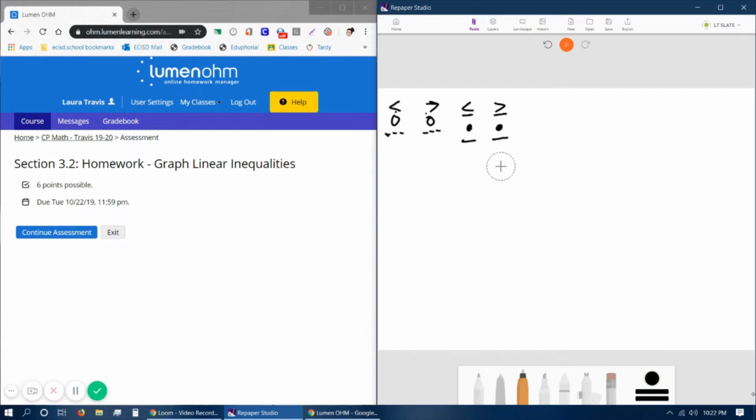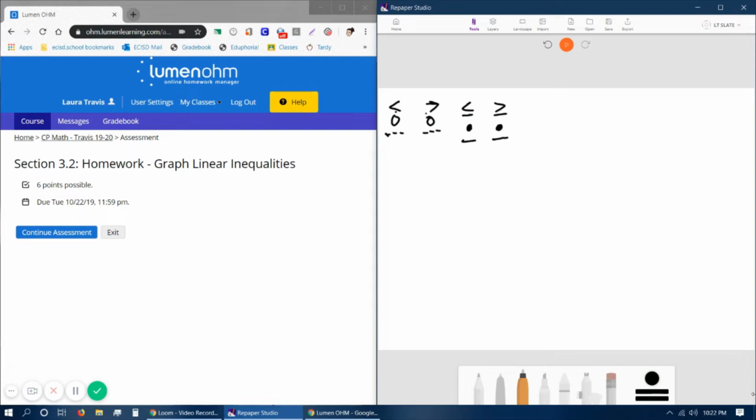If an inequality is in y is less than, y is greater than, y is less than or equal to, or y is greater than or equal to format, which I'm going to call y equals format for short, you can easily figure out the shading. However, if y is not by itself on the left side of the inequality, you must rearrange the inequality to y equals format in order to be able to graph it easily.